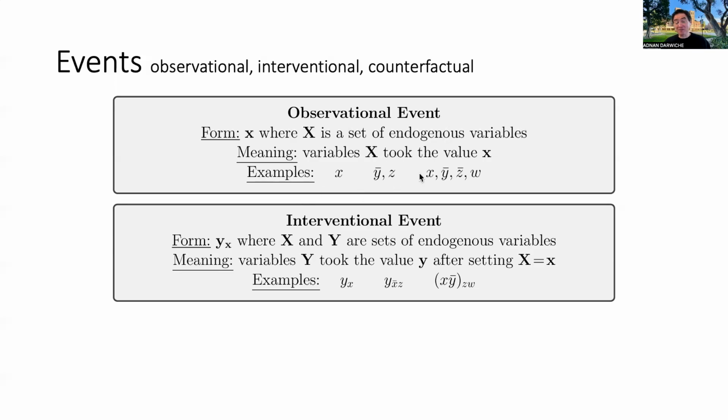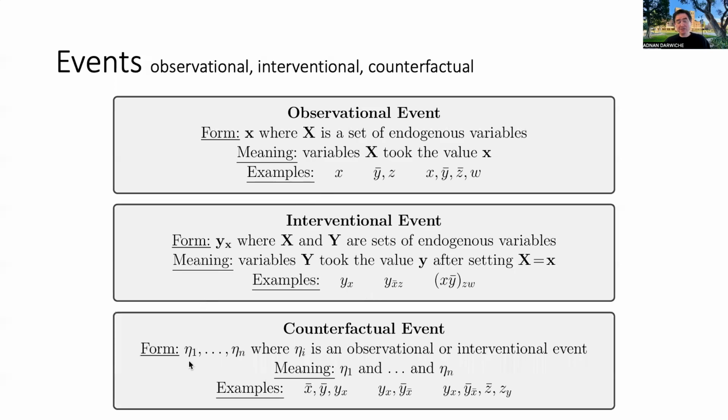Just take a bunch of these and paste them together. Pick any combination of interventional and observational events and put them together in an AND. That's a counterfactual. That's it. So it's this, where this guy is either observational or interventional. Now, what does that mean? That means this and this and this and this and that.